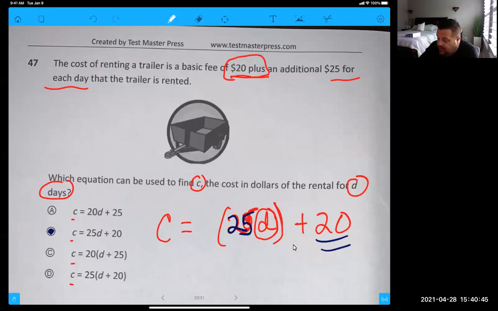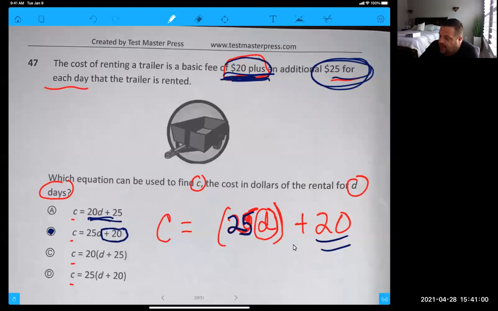Now, when you look at some of these choices, just know that this one, they did what I did, right? They put the numbers backwards. Just remember, 25 is the one that you get charged per day. The 20 is the flat fee. So you've got to see this plus 20 in the choice. Right when you see it's $20 a day, you know they're adding on 20 at the end. Only one of these has the 20 just added on at the end, right?